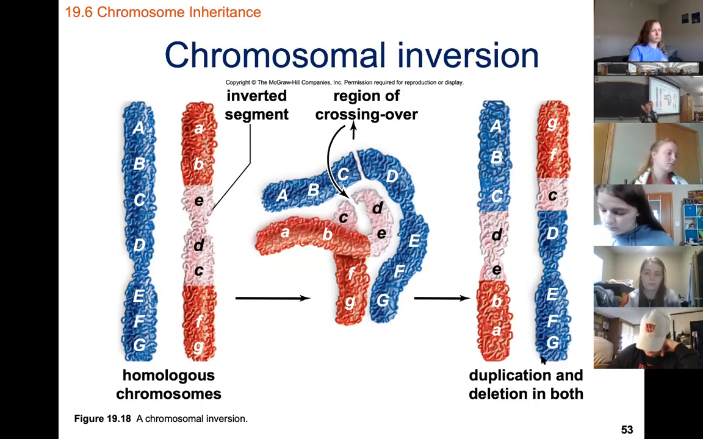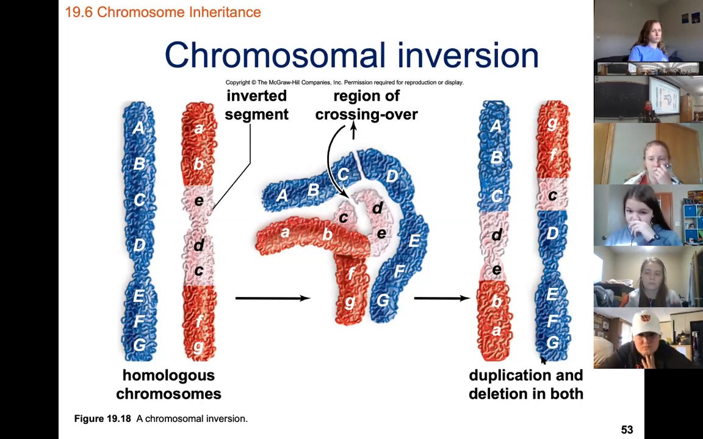We want genetic diversity. So crossing over is good, but inversion is not, right? We don't want it to be backwards. There could be some defects for that. And then on the last one, it says duplication and deletion were happening there in both.